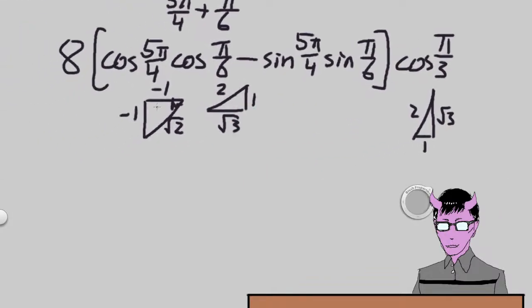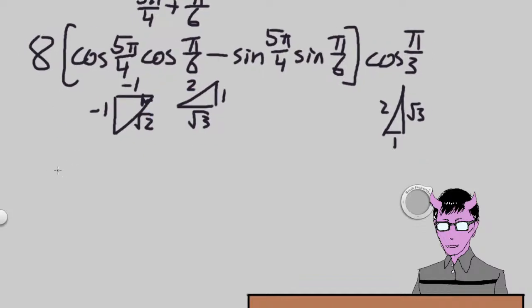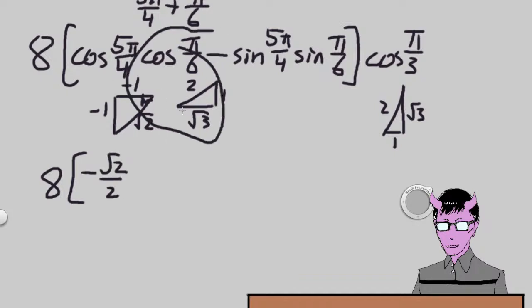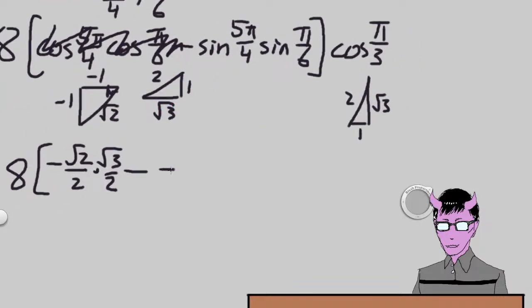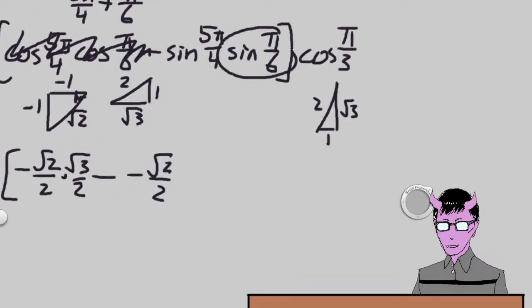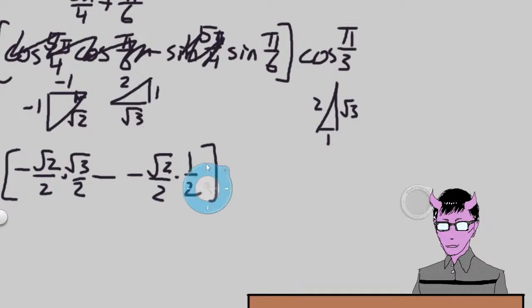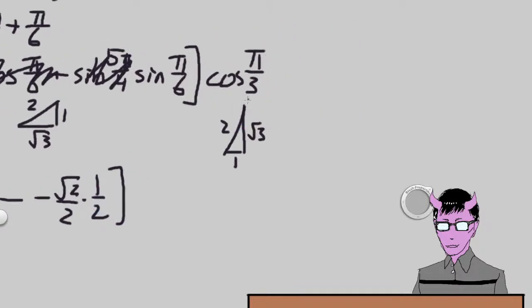Alright. We can get to the evaluation. Copy paste the 8 outside the brackets. So cosine is negative root 2 over 2. Cosine of this one is root 3 over 2. Minus. We have sine of that one, which is going to be negative root 2 over 2. So that negative is right there. And this one comes from the ratio. And then sine of pi over 6, that's going to be 1/2. Close the brackets. Cosine of pi over 3, 1/2.